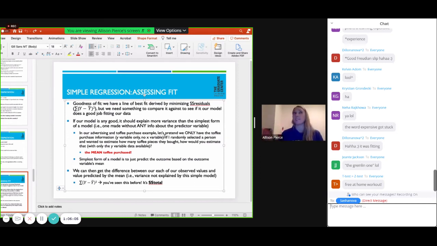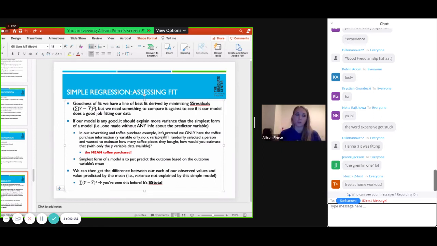So let's pretend you don't have ads, you only have toffee. Let's say we didn't collect the ad data and you just have the toffee data. And you just want to say, how many toffees did people eat or purchase? The average amount of toffees. Exactly. You pull the average amount of toffees because that's the best information you have.